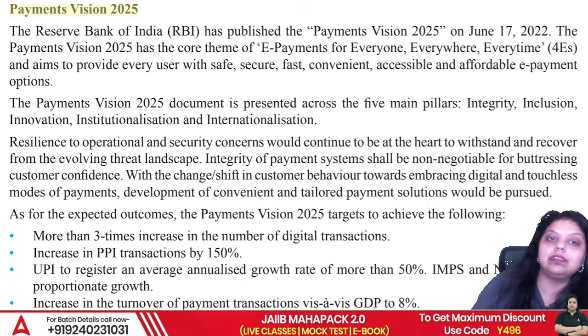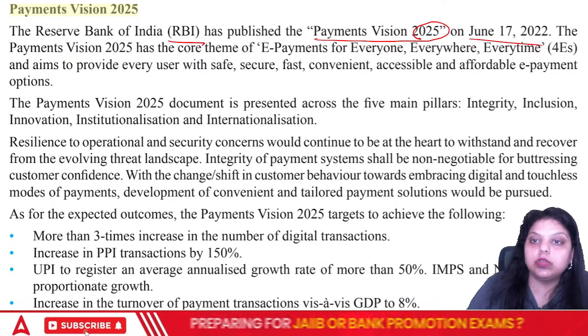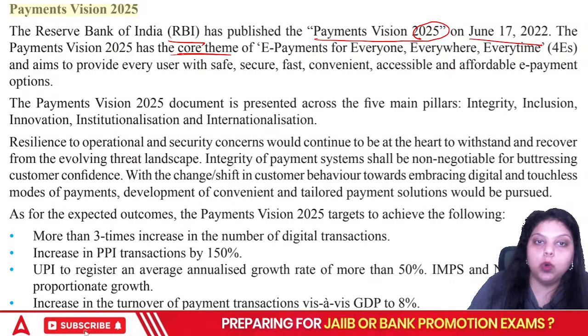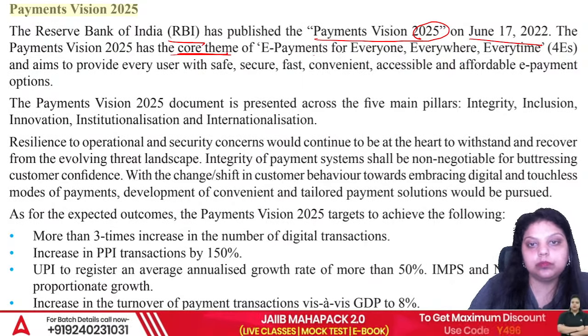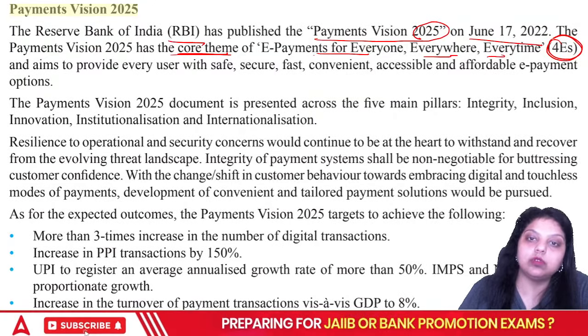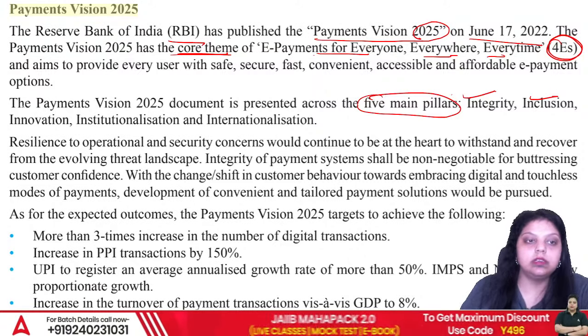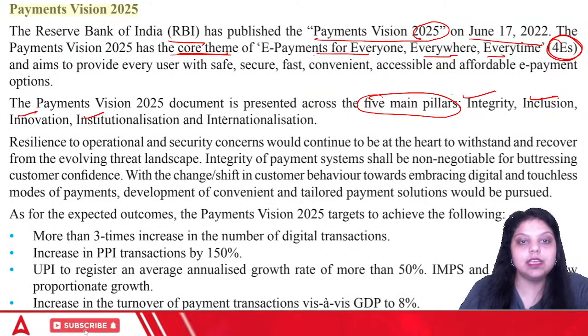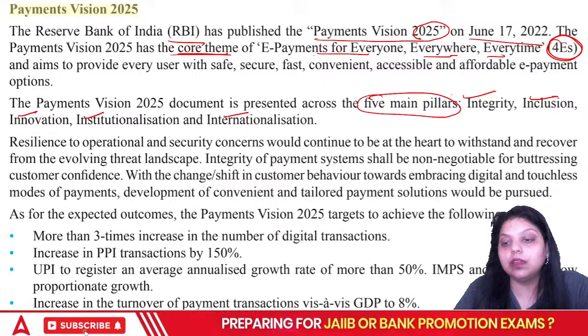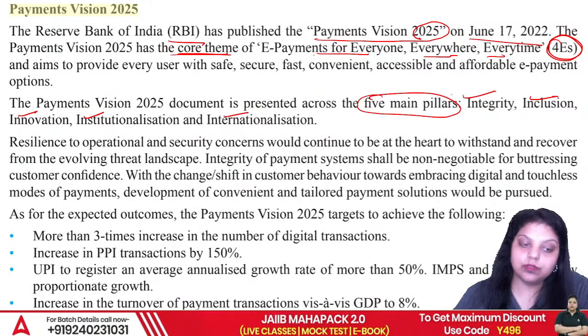So who launched this? RBI published this Payment Vision 2025 in June 2022, and the core theme is e-payments for everyone, everywhere, anytime. That's the 4 E's. That was the core theme of the Payment Vision 2025. And it has 5 main pillars: integrity, inclusion, innovation, institutionalization, and internationalization. They all are the 5 main pillars of the Payment Vision 2025.